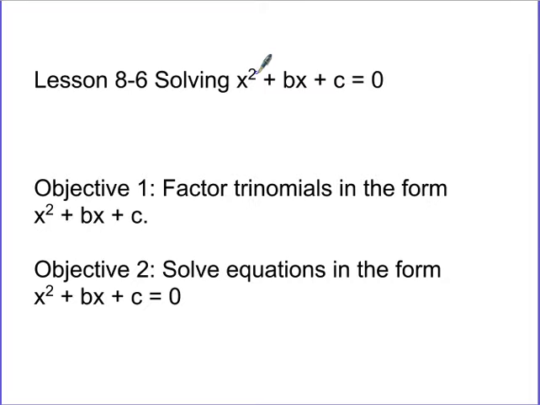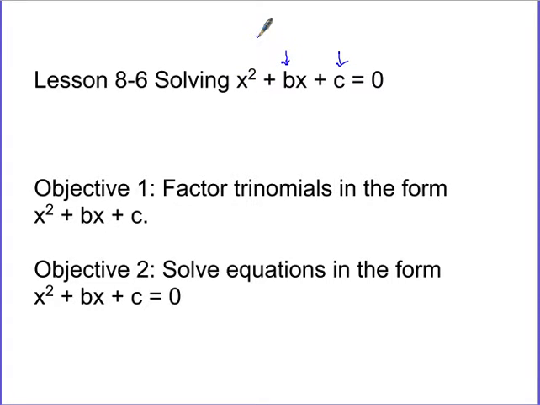It could be a different variable, but it's going to be variable squared, and then there's going to be a coefficient in front of the next term, and there will be a constant to end with. And they're all going to equal 0 because we're zeroing all of our equations now to solve them, right? But our leading coefficient is always going to be a 1. And that's the most basic type of trinomial there is.